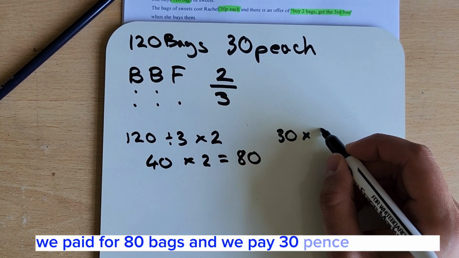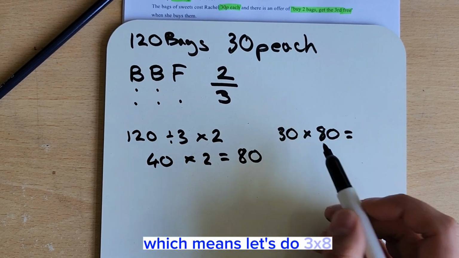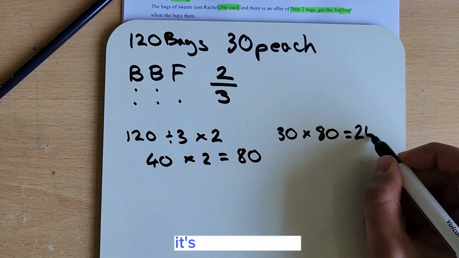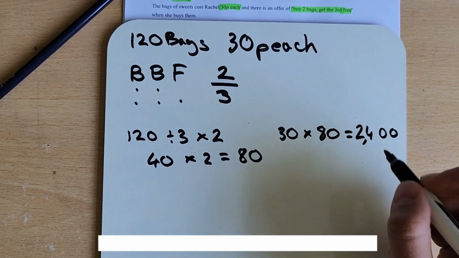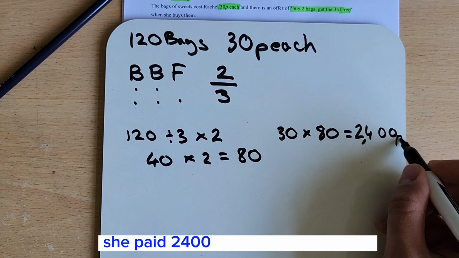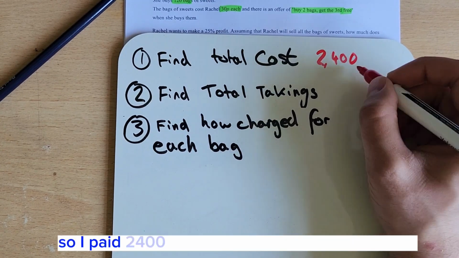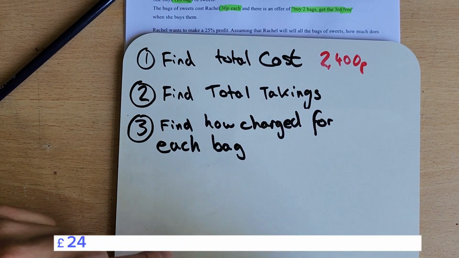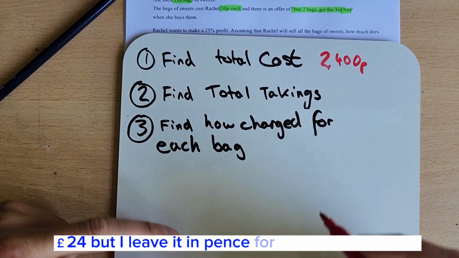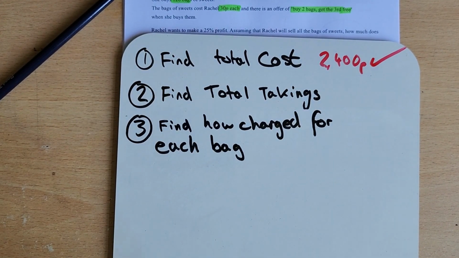And we paid 30 pence for 80 bags, which means, let's do 3 times 8. It's 24. 2 zeros. We paid 2,400 pence for all the bags. So I paid 2,400 pence. And that was the total cost. We also know it's £24, but I didn't leave it in pence for this question so far. So that's part 1 done.